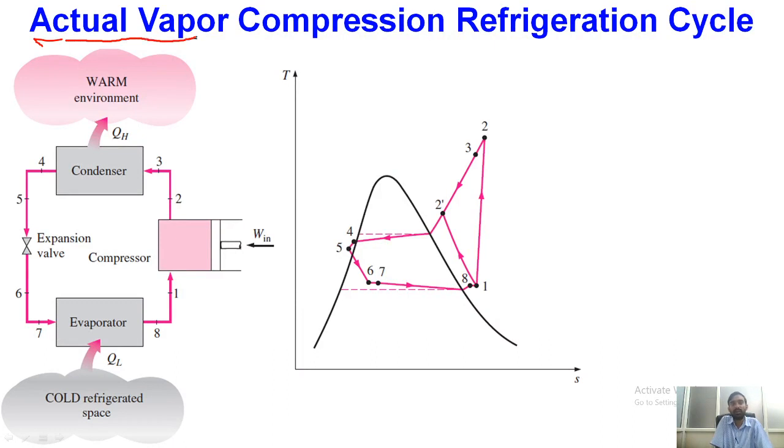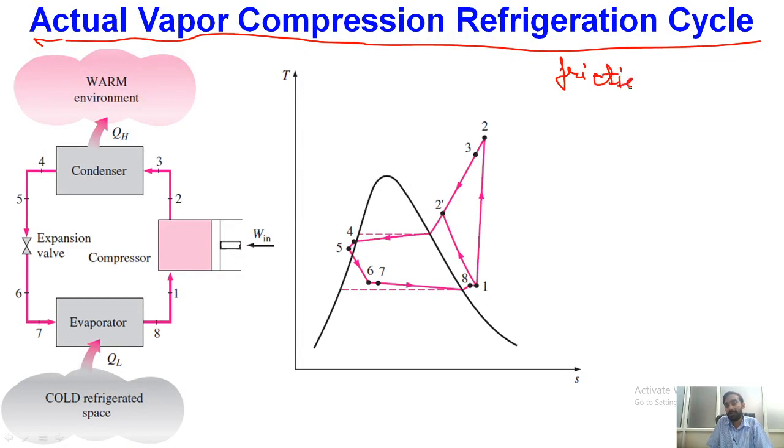So in actual scenarios, as I have told, in case of the actual power cycles, we will be having additional losses because of the friction. These losses are also known as pressure drop losses. Because of the friction, there will be certain pressure drop in the pipe. So these are also known as pressure drop losses.